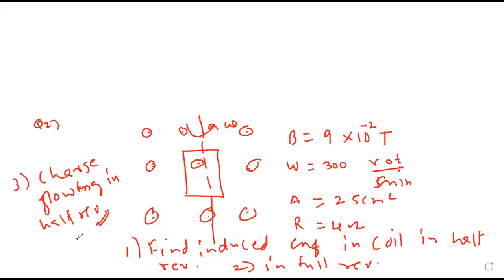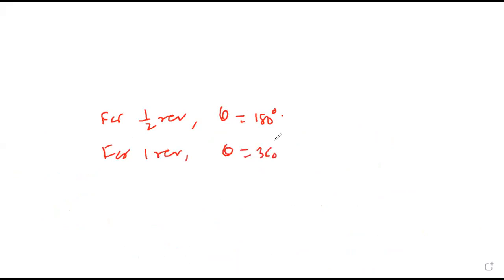Shall I clear now? Yes, sir. What is the meaning of half revolution? How much should the angle be for half revolution? 180, correct. So for half revolution, theta is 180 degrees, perfectly right. And for one revolution, theta is 360 degrees, correct now?